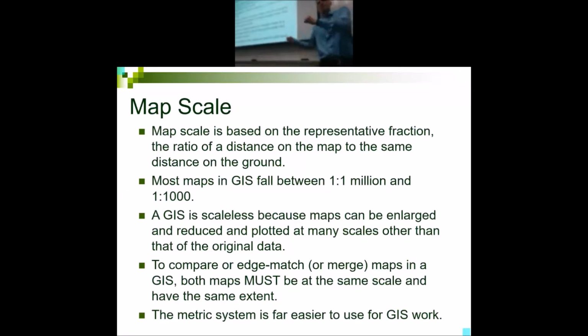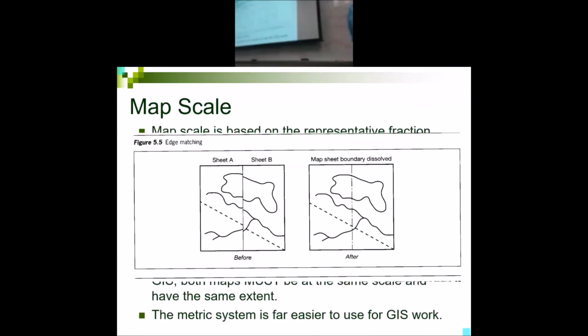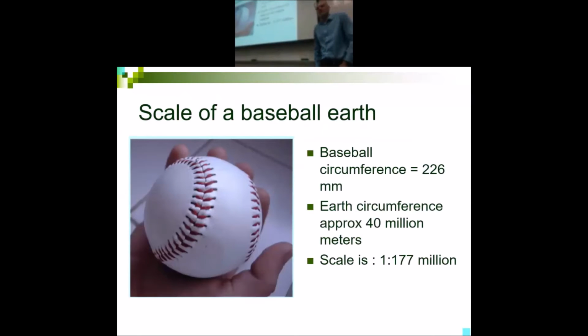So if I say something's 1 to 1,000,000, that means 1 inch on the map equals 1,000,000 inches in real life. How far is 1,000,000 inches? Pretty far, really far.